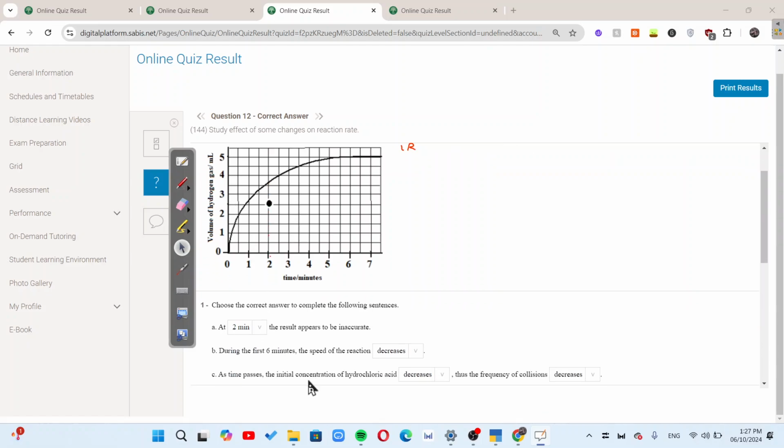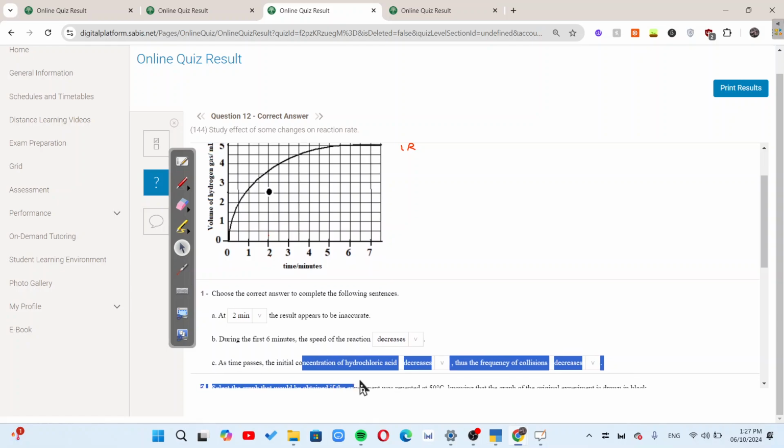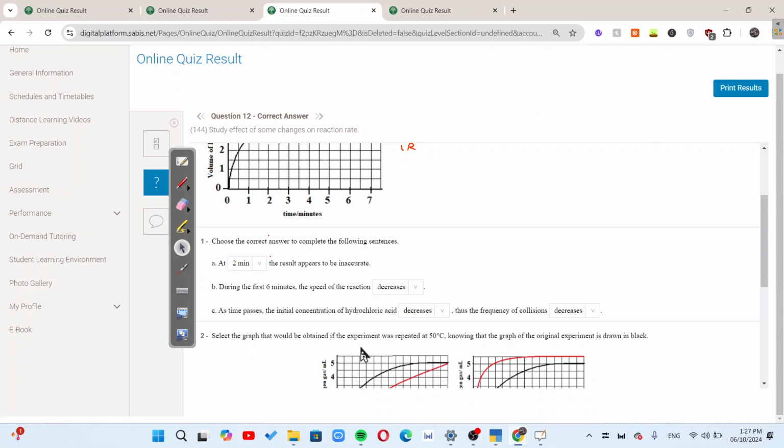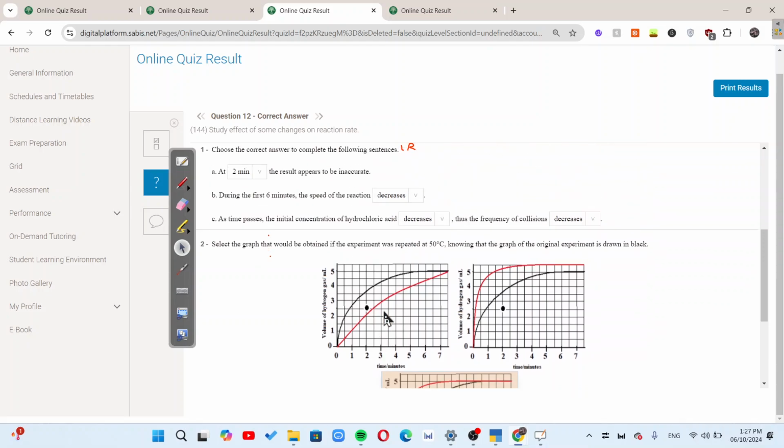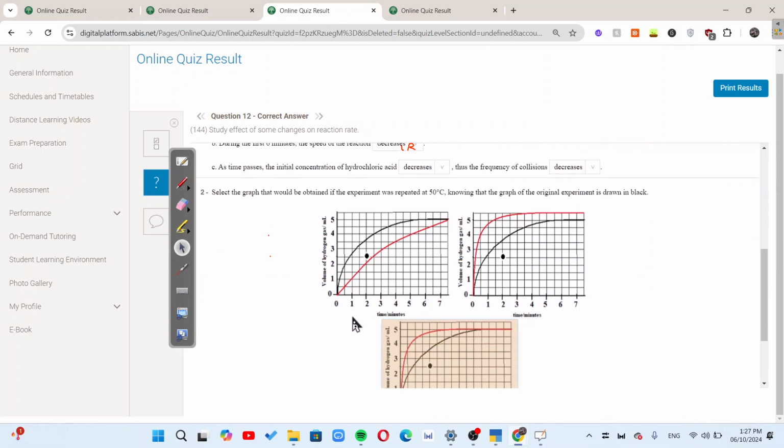As time passes, the initial concentration of hydrochloric acid will decrease and the frequency will decrease. We said hydrochloric acid is going to decrease because the reactants are getting used up, and if the concentration decreases, so does the frequency of collisions. Now this was done at 25 degrees Celsius. Now they're asking you to show which graph is at 50 degrees Celsius.